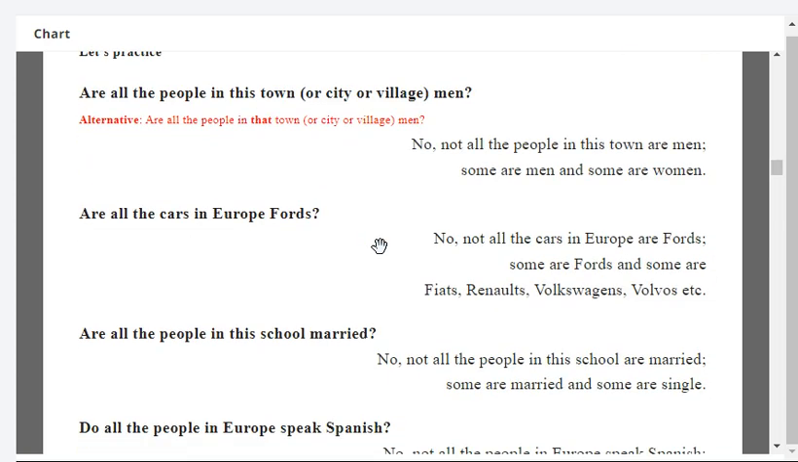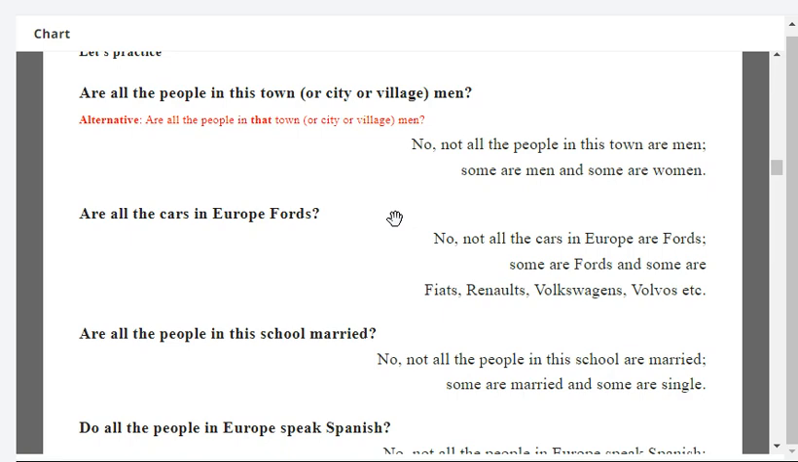Very good. Okay. Are all the people in your town men? No, not all the people in my town are men. Some are men and some are women.